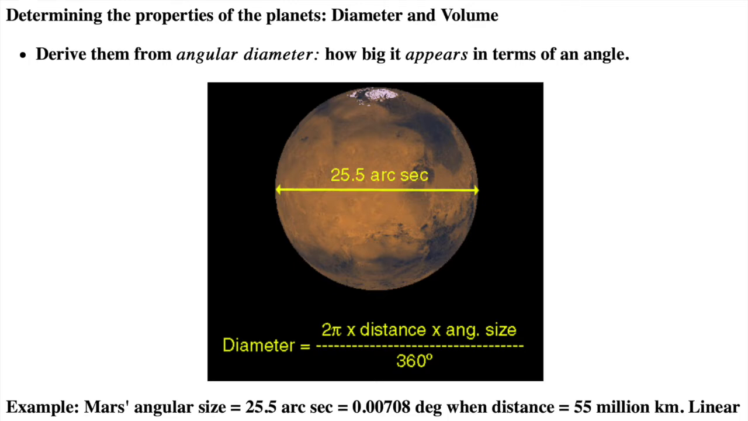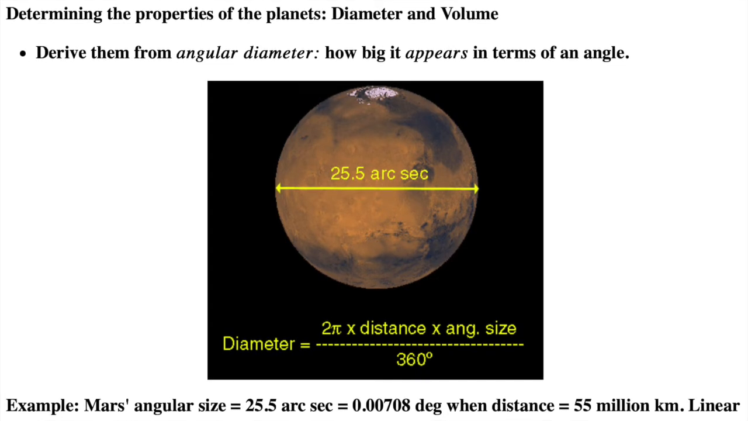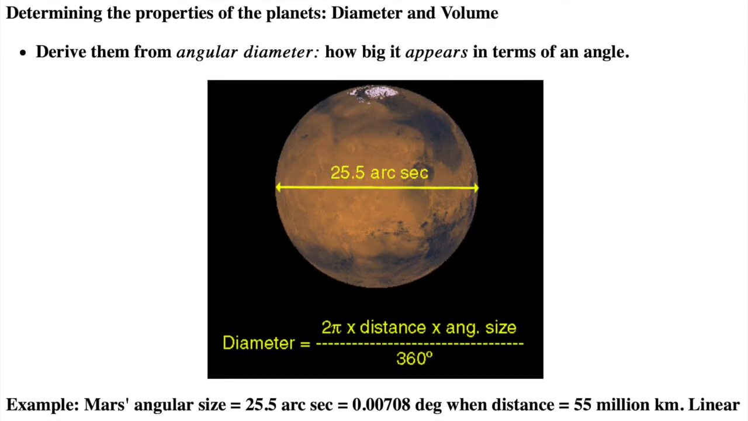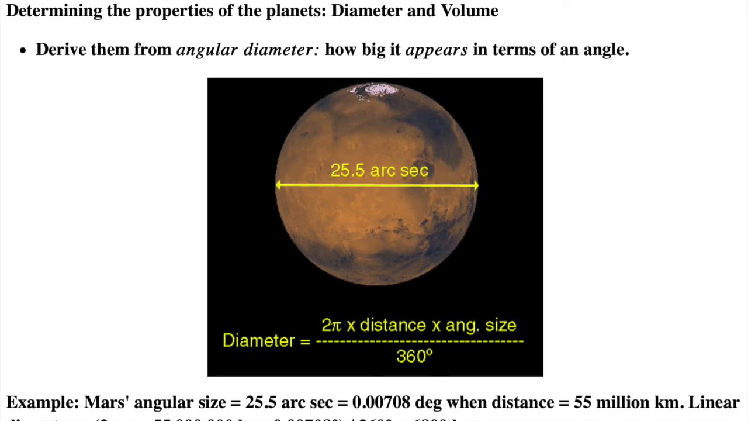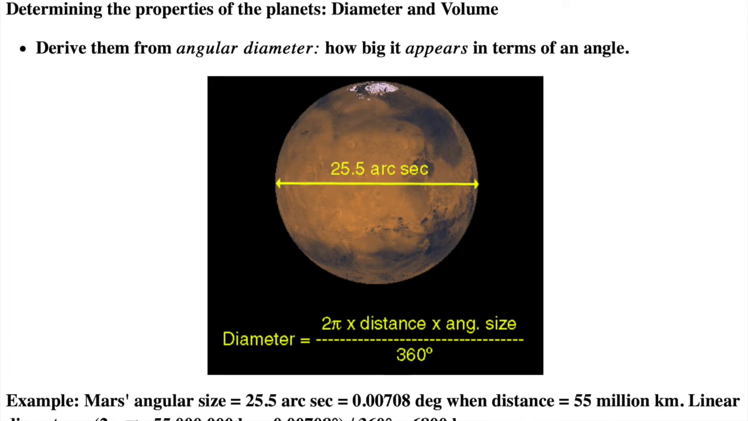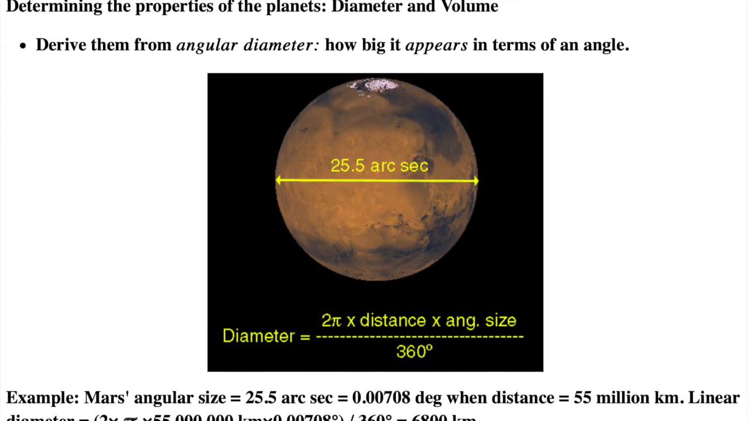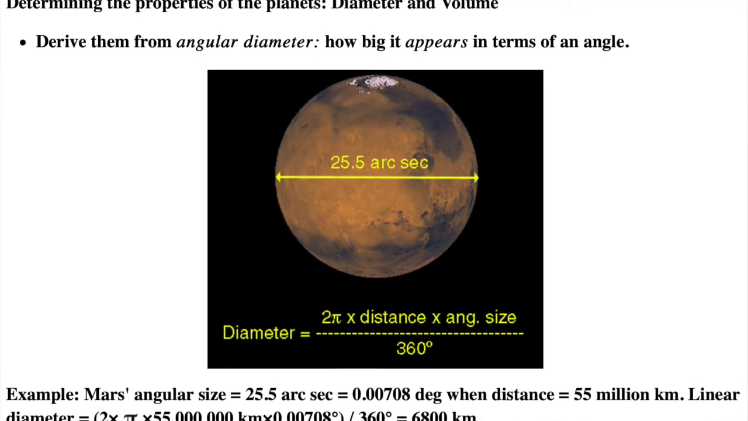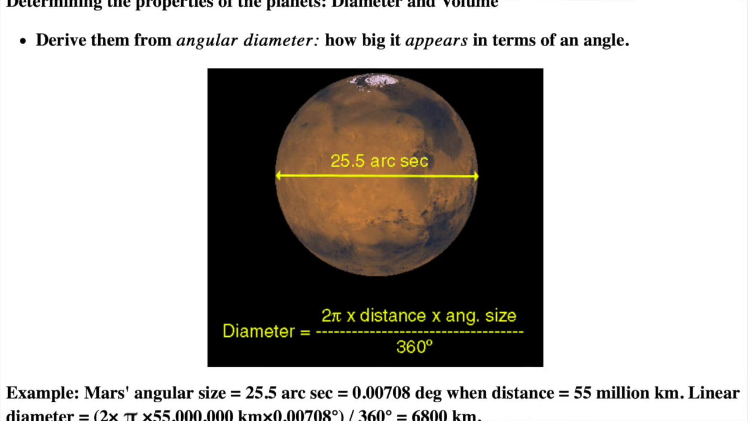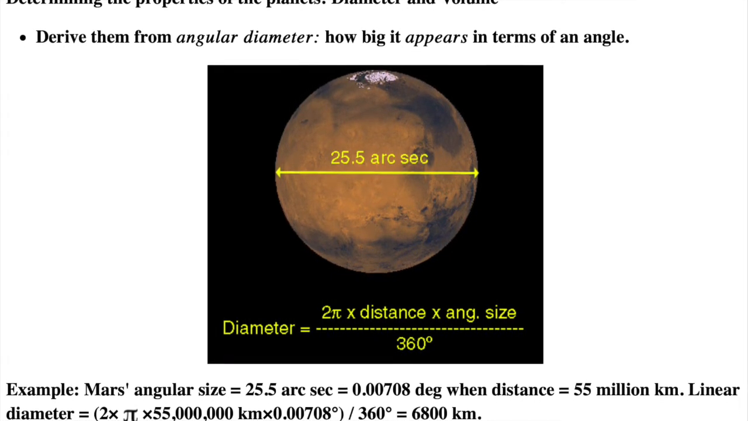Next slide. To determine the diameter of a planet, the simplest method uses the angular diameter, or angular size, which is how big it appears in terms of an angle. The measurements that are made are the angular size and the distance to the planet. If you use the formula given in the picture, you need to make sure the angular size is in degrees. Since we're dealing with really far away objects, the angular size is going to be a tiny fraction of a degree. Here I go through an example for Mars at its closest approach to Earth.